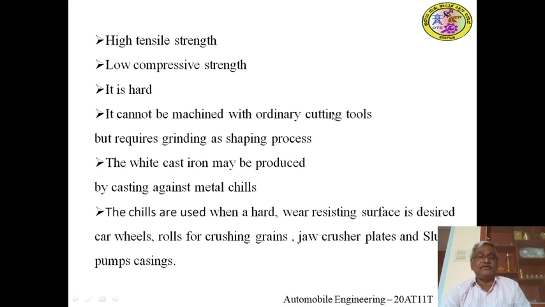This white cast iron has high tensile strength, low compressive strength, and it is very hard. It cannot be machined with ordinary cutting tools, so it requires grinding. White cast iron may be produced by casting against metal chills.